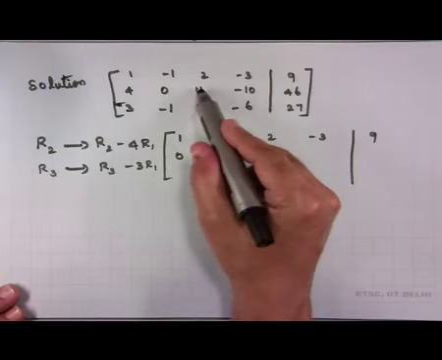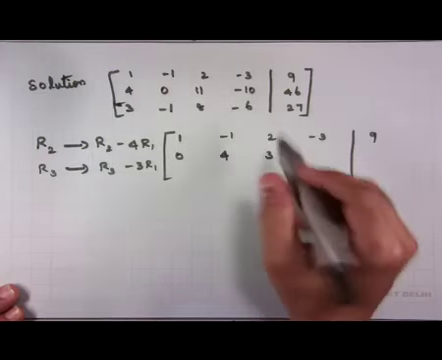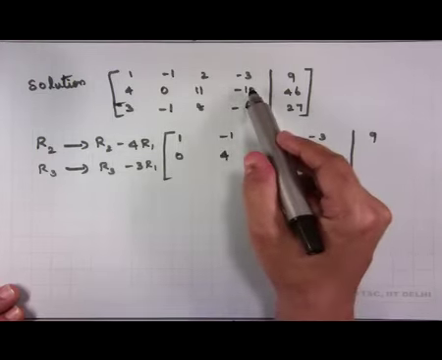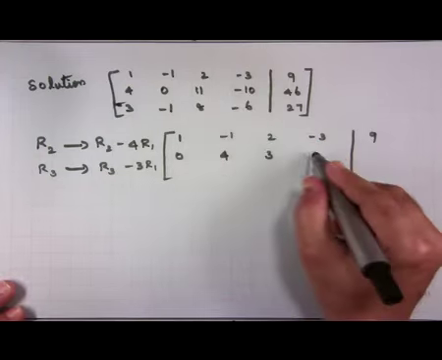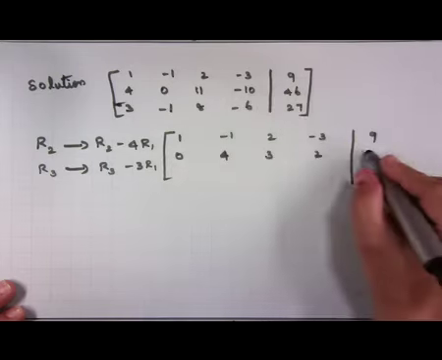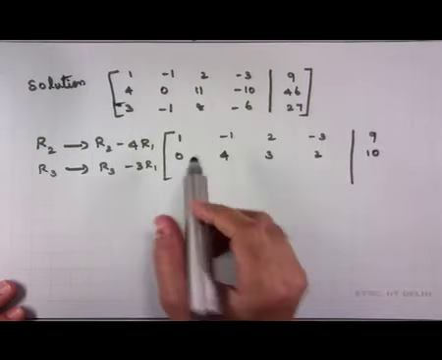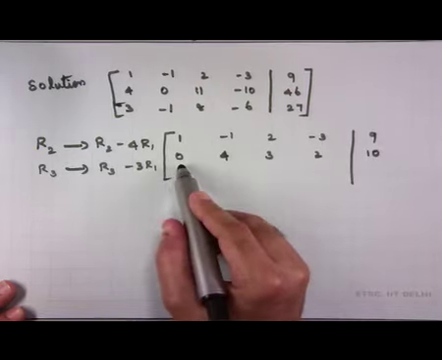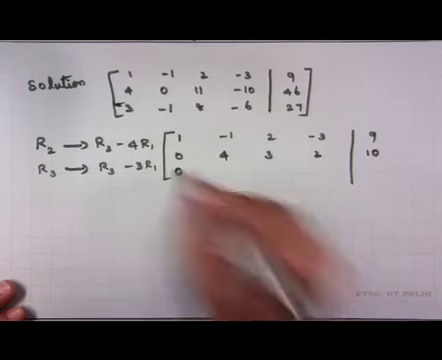11 minus 2 times 4, which is 11 minus 8, you have 3. Minus 10 minus 4 times minus 3, which means minus 10 plus 12, you have 2. 46 minus 4 times 9, which means 46 minus 36, you have 10. Next one, R3 minus 3 times R1, which will give me 0 here.